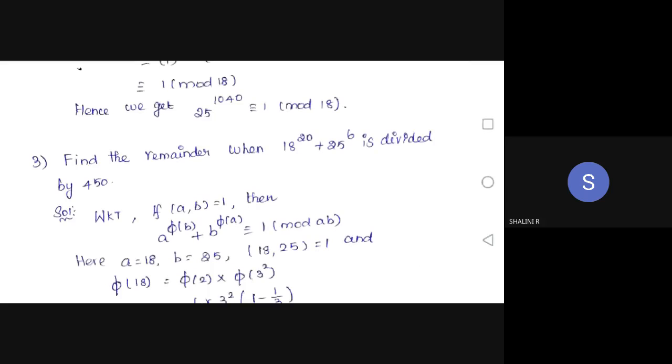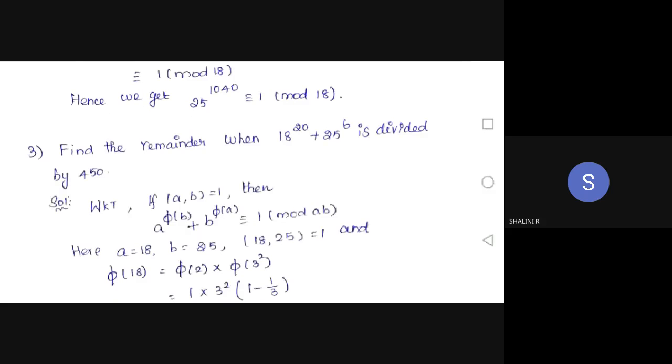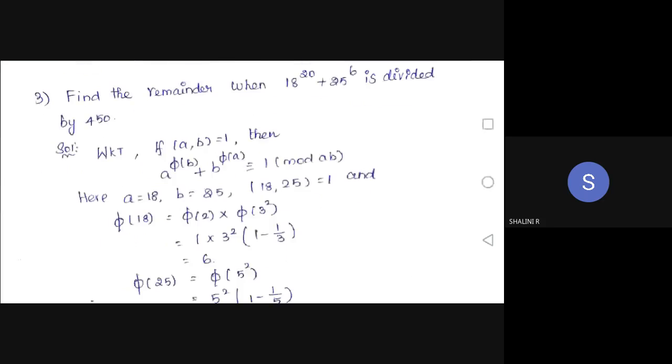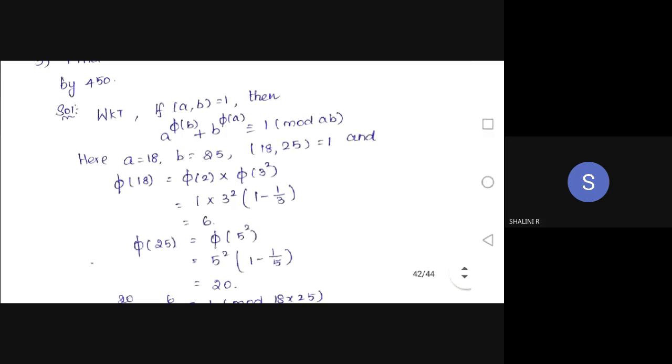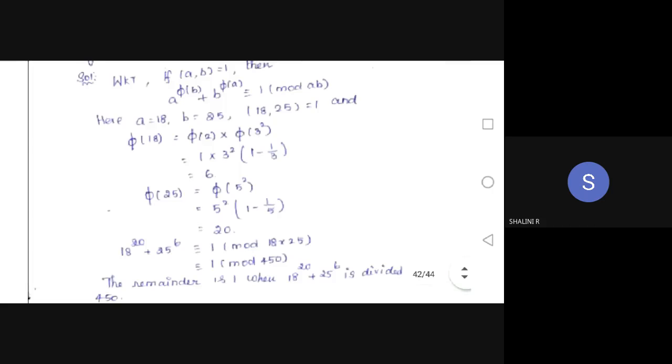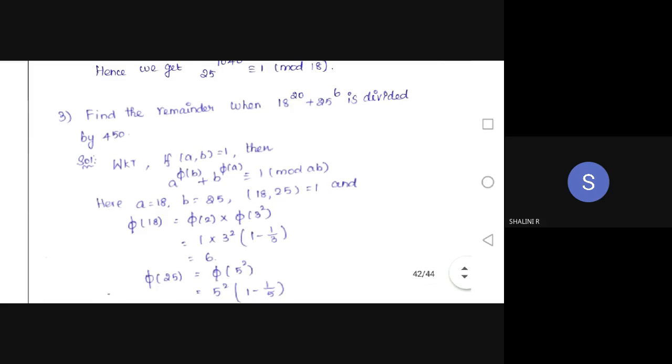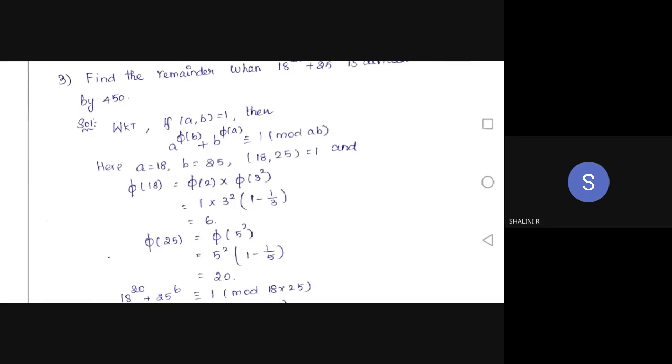Phi of 18: 18 is 2 times 3 square, so phi of 3 square is equal to 3 square into 1 minus 1 by 3, that equals 6. Phi of 25 is equal to phi of 5 square, which is 5 square into 1 minus 1 by 5. So phi of 25 value is 20. Now, 18 power 20 plus 25 power 6 is congruent to 1 under mod AB. A value 18, B value 25, so 18 into 25 is 450.